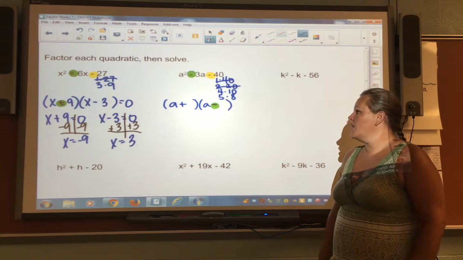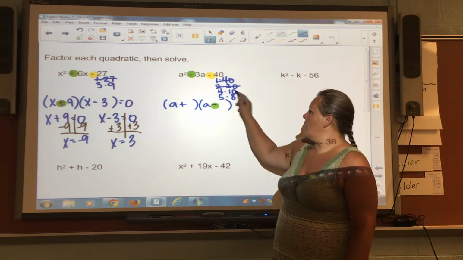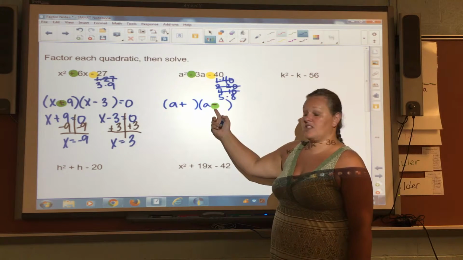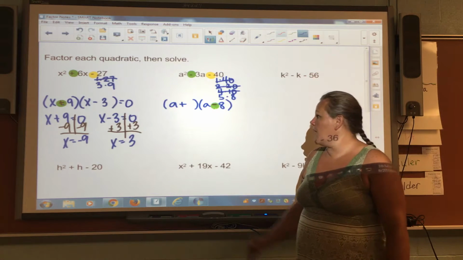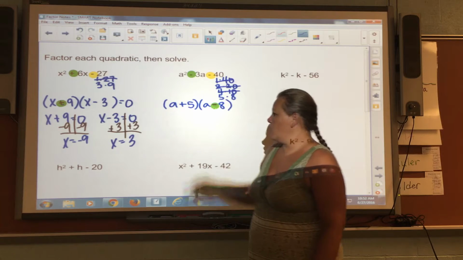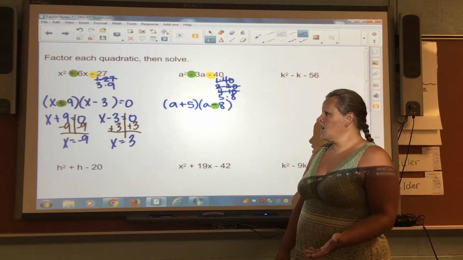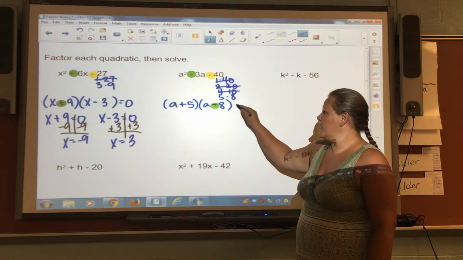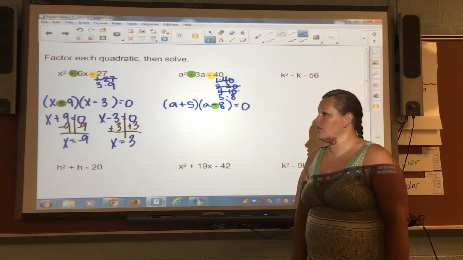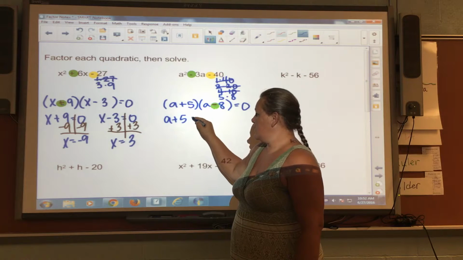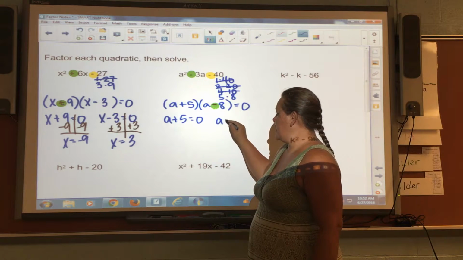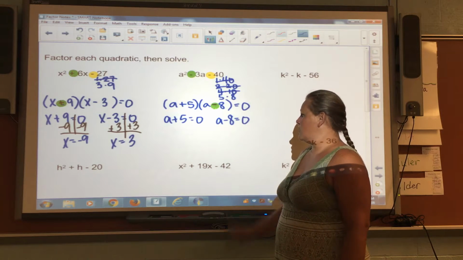So finally, we found that factor. So again, our biggest number needs to go with the minus. 8 is bigger than 5, so the 8 will go with the minus, and it leaves the 5 with the plus sign. Now that we have it factored, we can set it equal to 0 and solve. So a plus 5 is equal to 0, or a minus 8 is equal to 0.